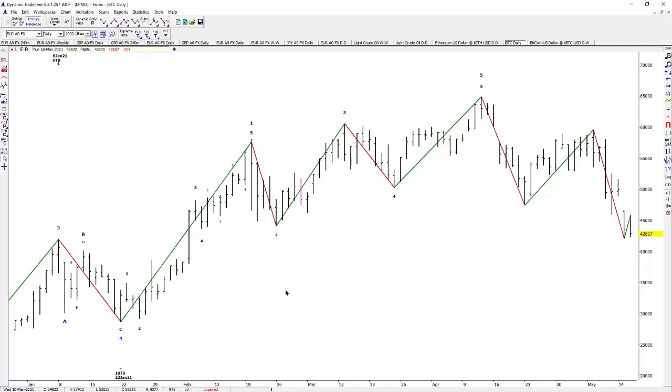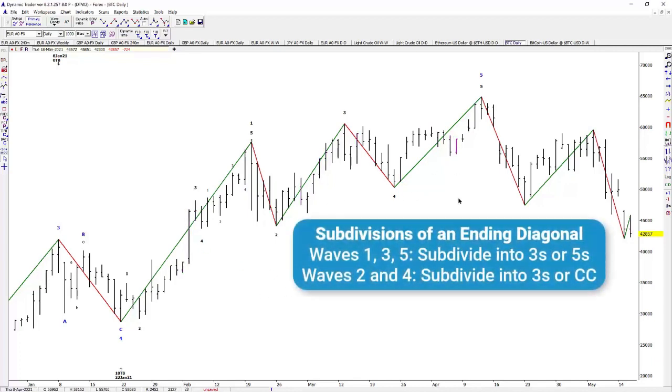Okay, so we're back to waves 1, 3, and 5. They can subdivide in either 5s or 3s. Well, it's obvious I'd already subdivided what we now know was a wave 1 of 5. It's subdivided into 5 waves. We can look at wave 3. That looks like a pretty clean 1, 2, 3, 4, 5. And then the wave 5, however, was just straight 3 sections up. But it was 3 sections to a new high.